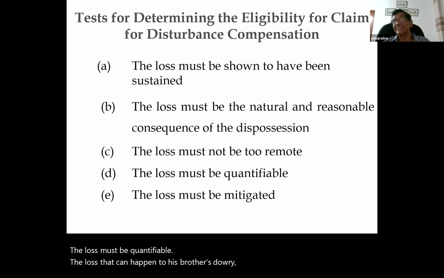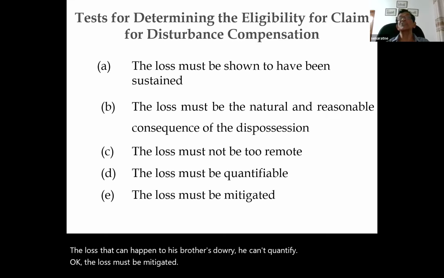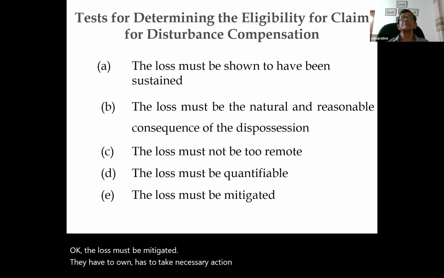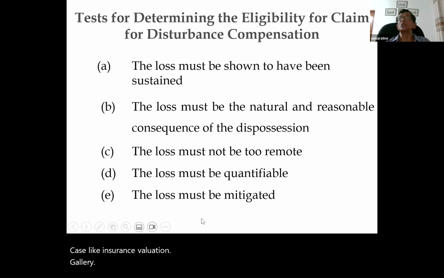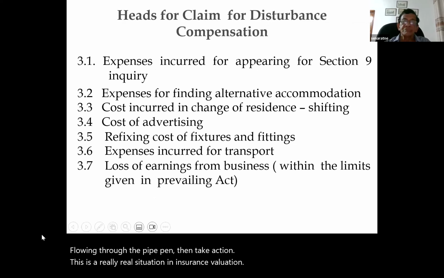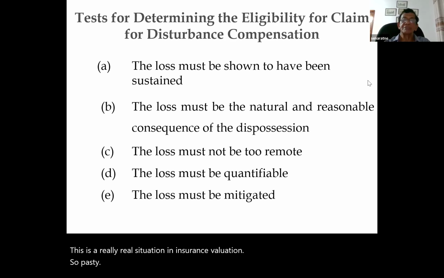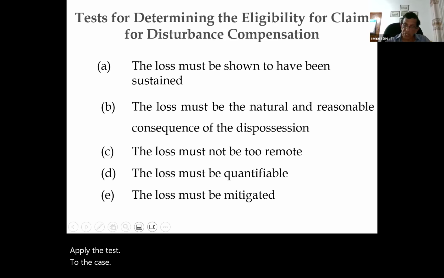The loss must be mitigated. The owner has to take necessary action to minimize the damage. Generally, mitigation comes up in a case like insurance valuation. For example, if damage is caused by a burst pipe, first of all you have to stop the water flowing through the pipe and then take action. That is a real situation in insurance valuation. So, first apply the test to the case and then assess compensation for disturbance.